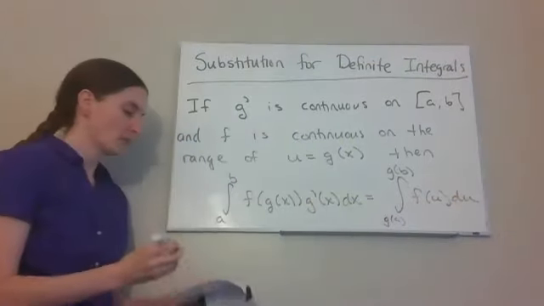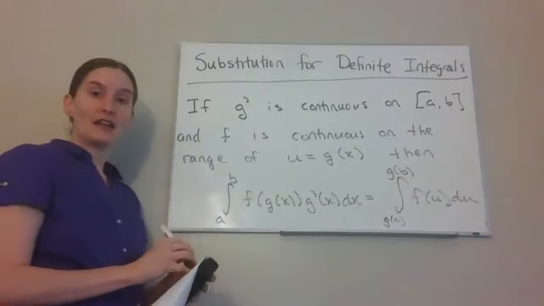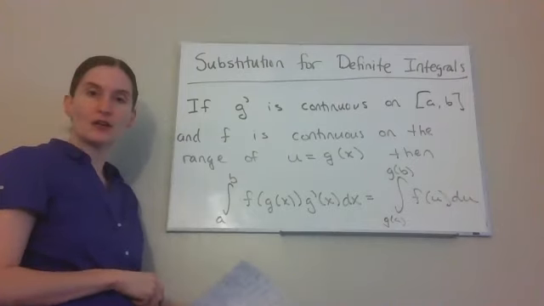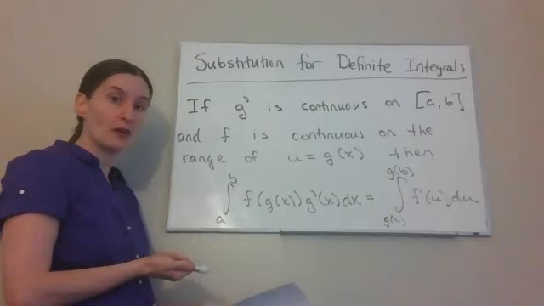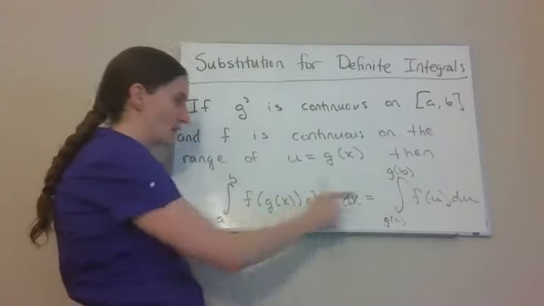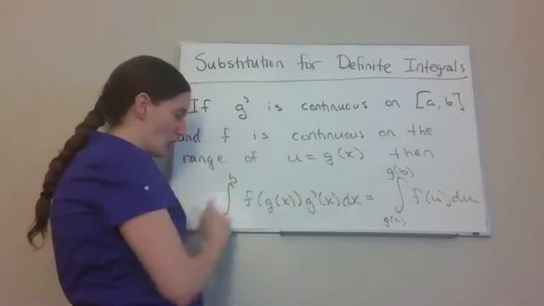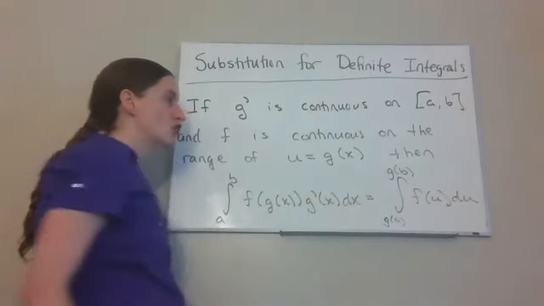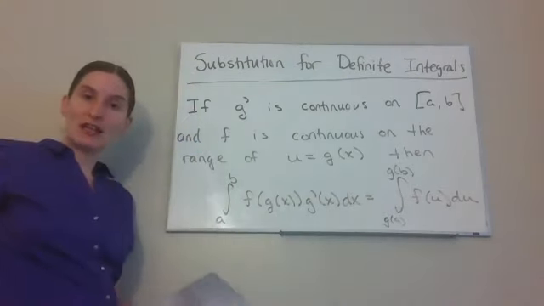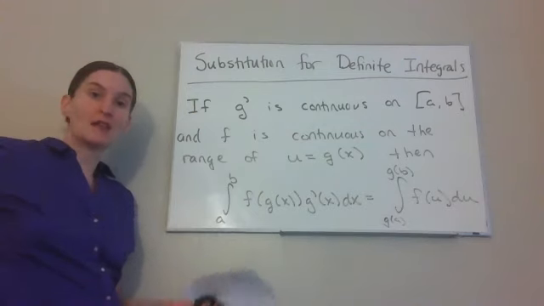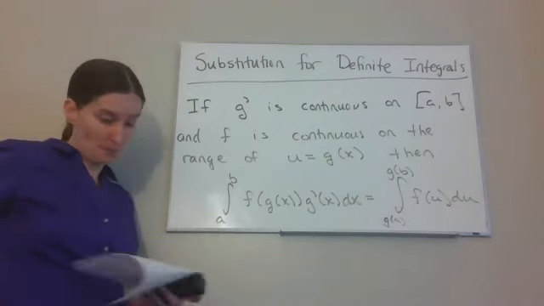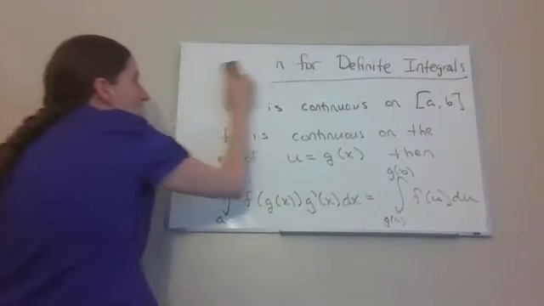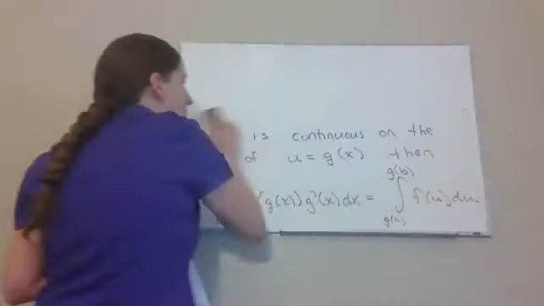So what this is saying is we can do our u substitution like we already learned with indefinite integrals. We can do the same thing with definite integrals, but notice the bounds of integration have changed. So instead of being a to b, I get g of a to g of b, which is exactly what I get when I plug my original bounds into my substitution u. So we're going to do some examples of this definite integration using substitution.